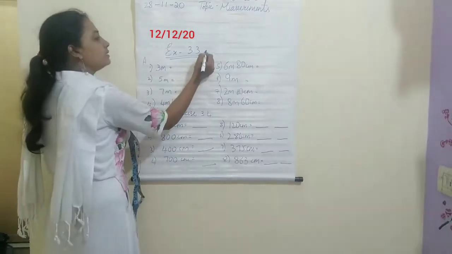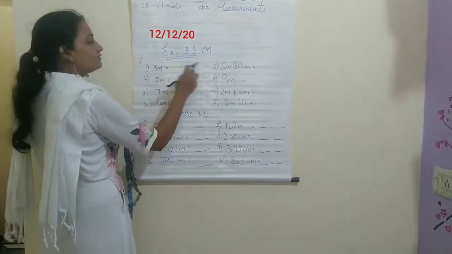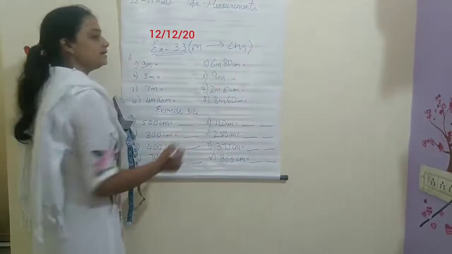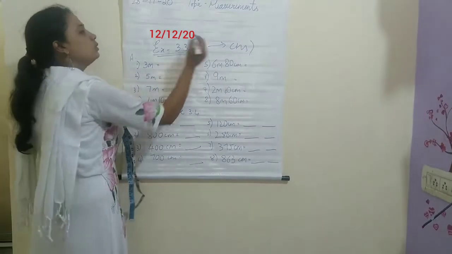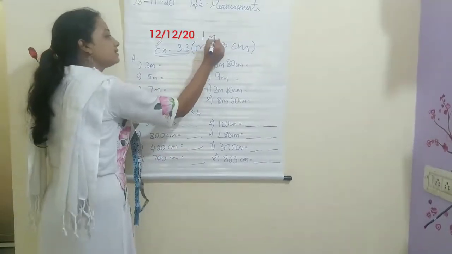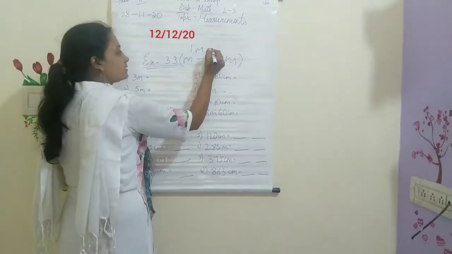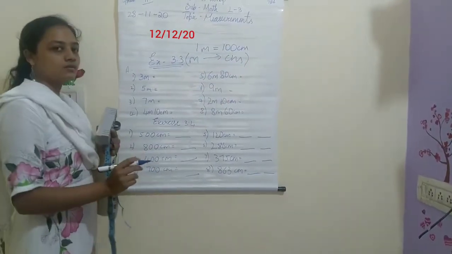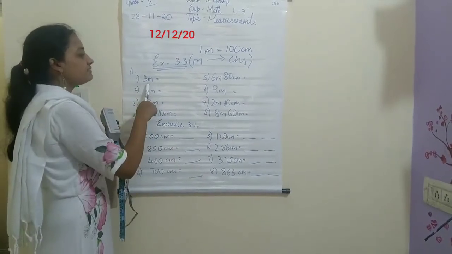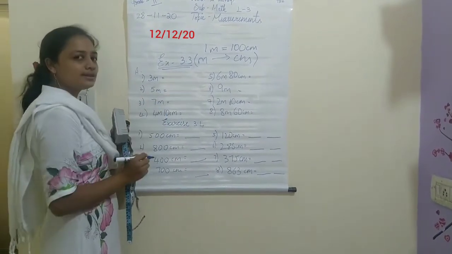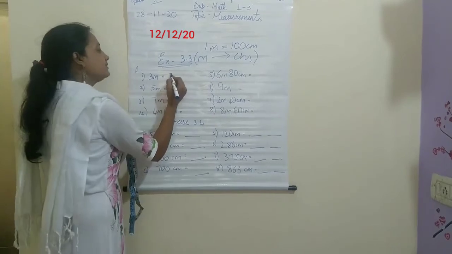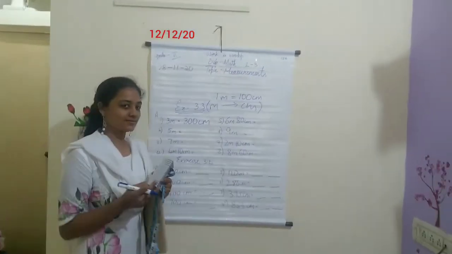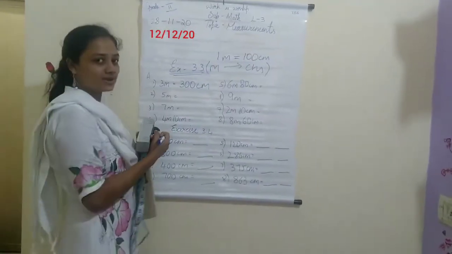I have meters. I should convert them to centimeters. This is my aim. And I know 1 meter is equal to how many centimeters? 100 centimeters. So let's start. I have 3 meters here. So how many centimeters? This 300. So we finished the first one.